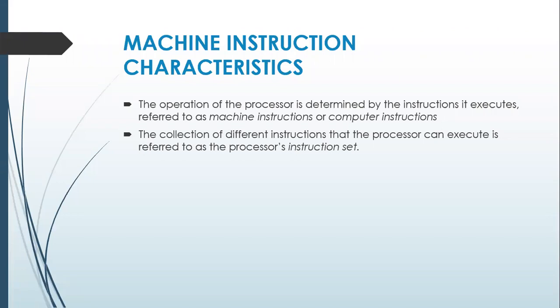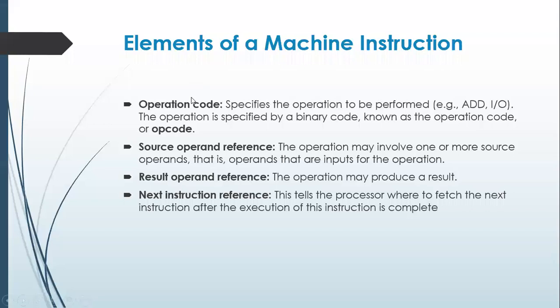So see, the operation of the processor is determined by the instructions it executes, referred to as machine instructions or computer instructions. The collection of different instructions that the processor can execute is referred to as the processor's instruction set. Remember this point, what is a processor's instruction set? The set of instructions which can be executed by that processor, that will be called the instruction set. These are the elements of machine instruction.